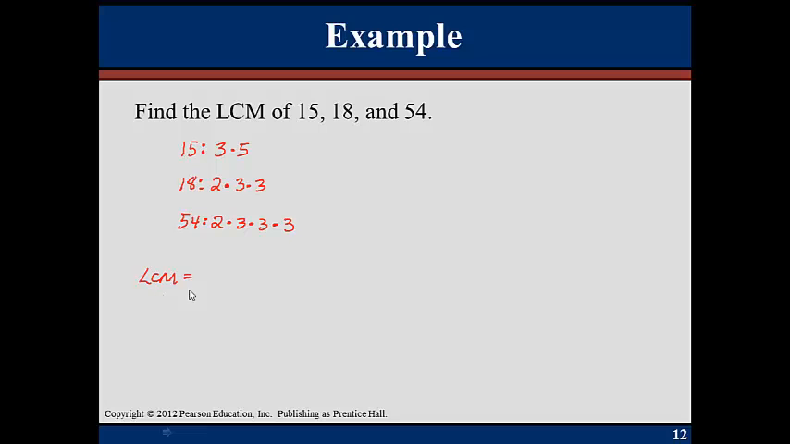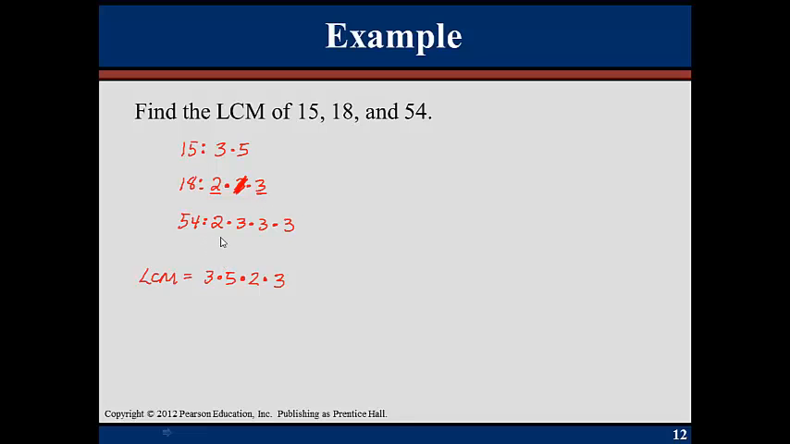Once you have that, now you're going to start your LCM by writing the factors of the first number, which is 3 times 5. And then you're going to look at the second number and see if there's any factors that you need to add to the list. So we see a 2. There's not a 2 down here, so let's put it there. We see a 3. We already have a 3. And then we see another 3, but we do not have another 3 in the list, so let's put it there.